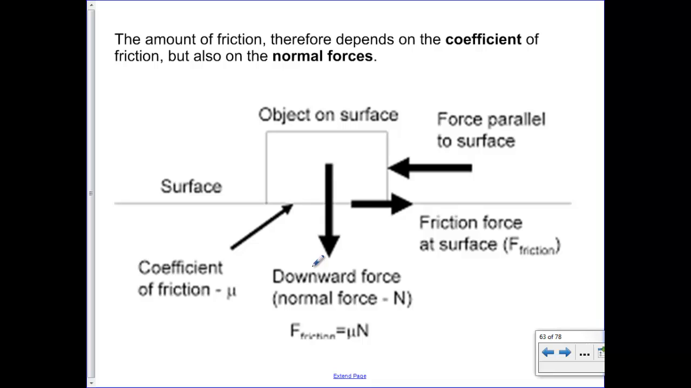Heavier objects have more friction. Does that make sense at all? If I'm trying to push something light, it's not hard to move. But if there's something that's heavier, it's harder to push it around. The reason why is gravity is pulling it down more. If gravity is pulling it down more, what opposes gravity? Normal force.